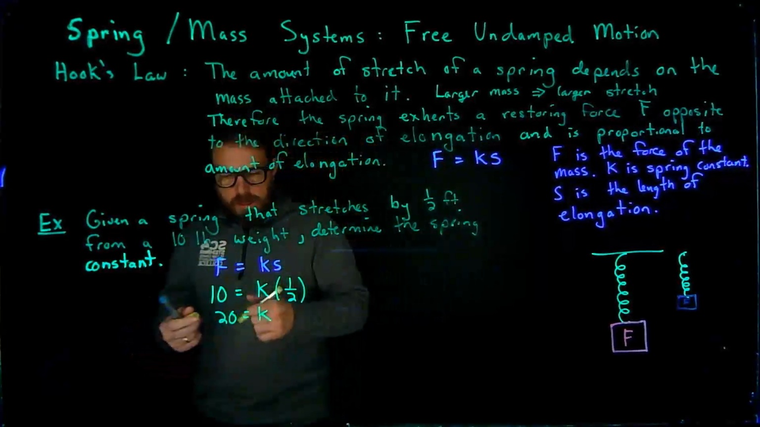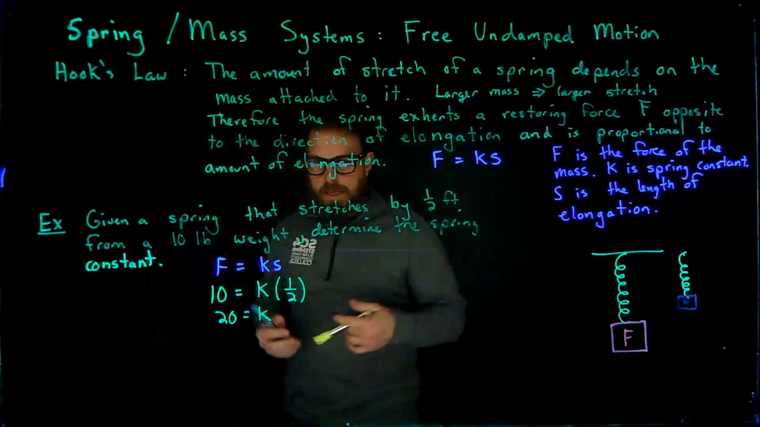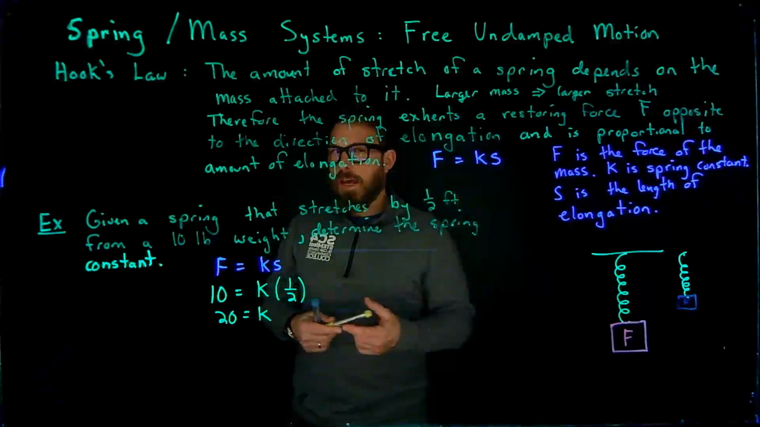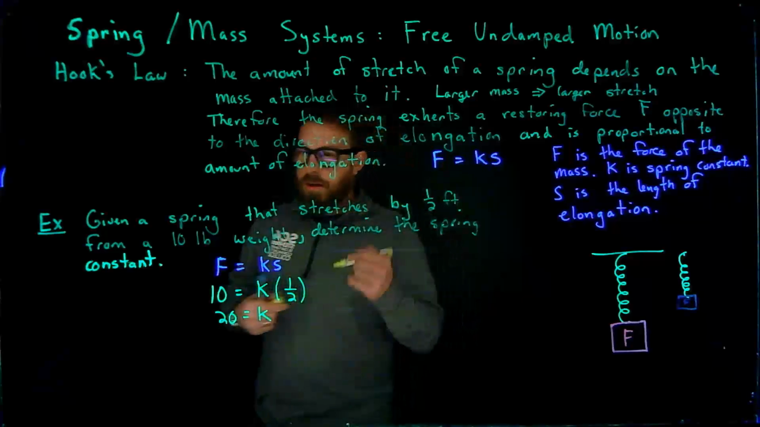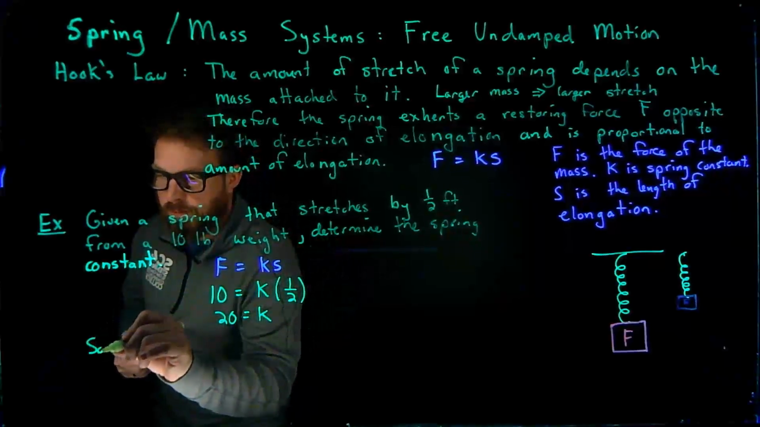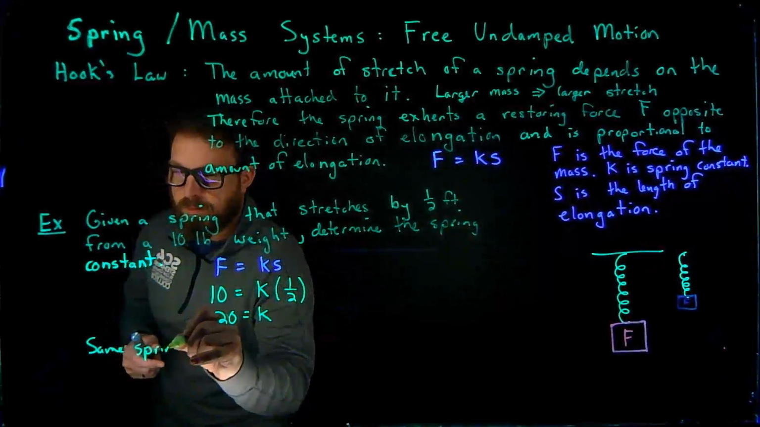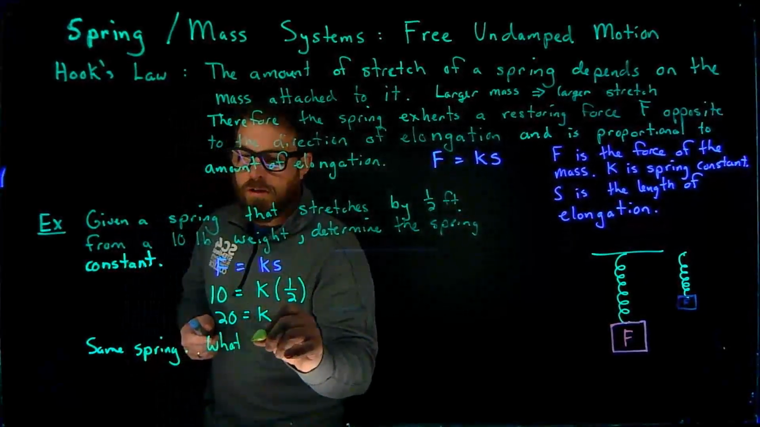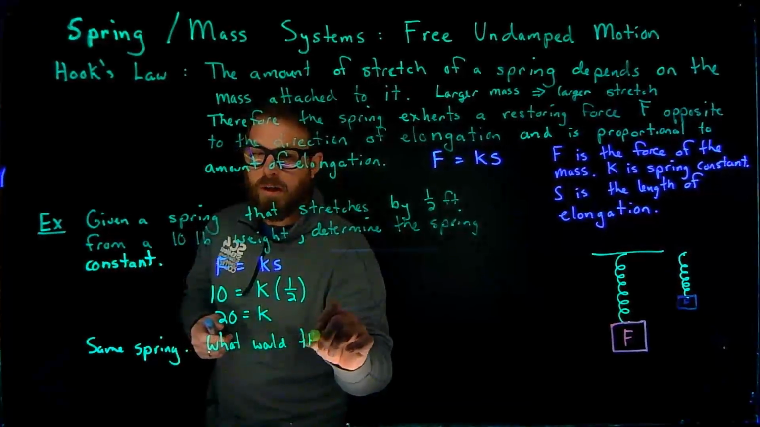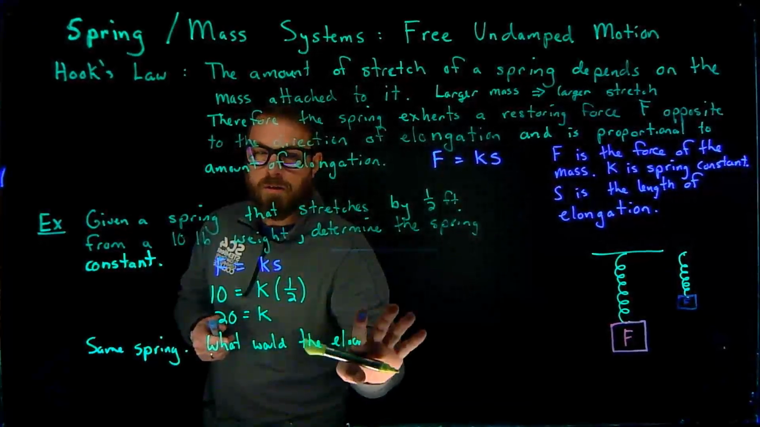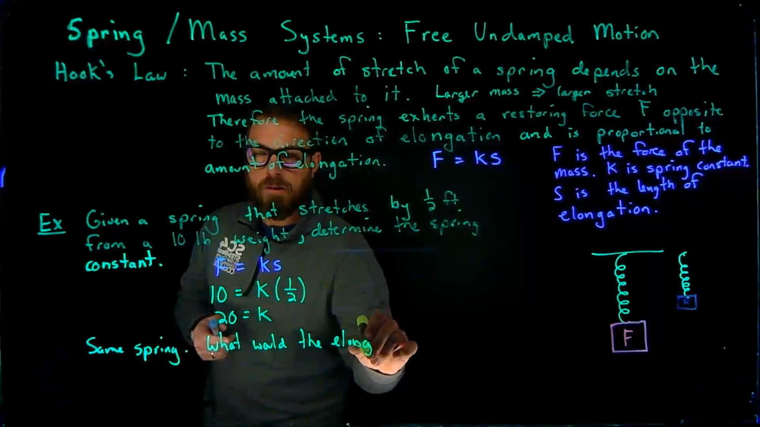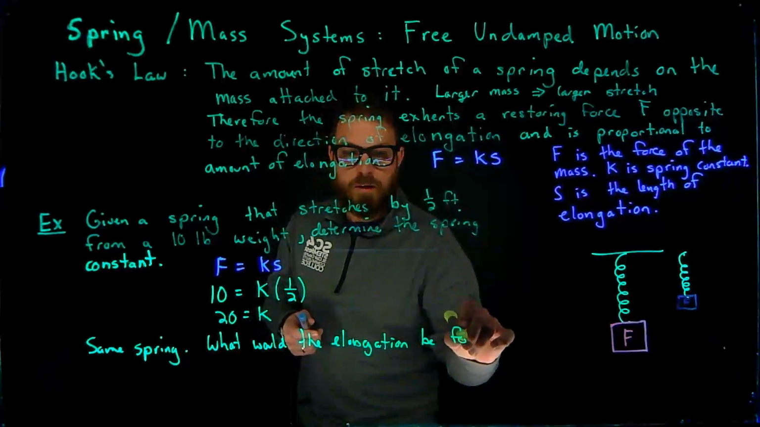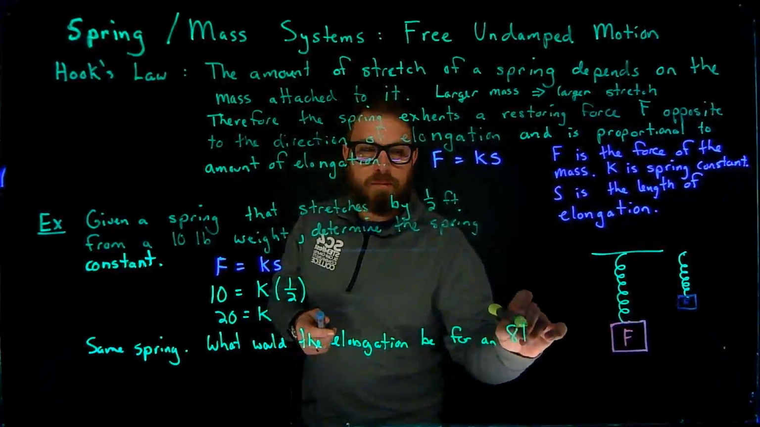Now let's do kind of like a part B to this. So let's say it's the exact same spring. Could I figure out how far the spring would elongate if I do a different weight? So, let's say same spring. What would the elongation be for an 8-pound weight?